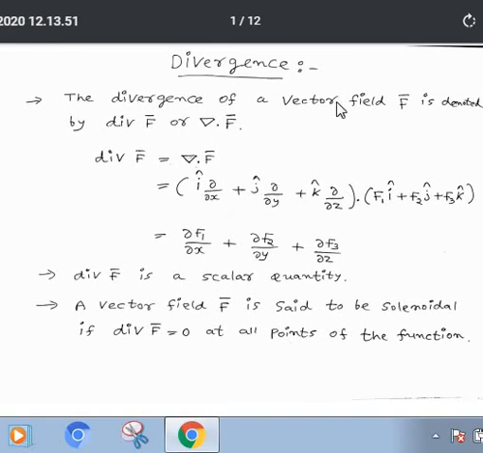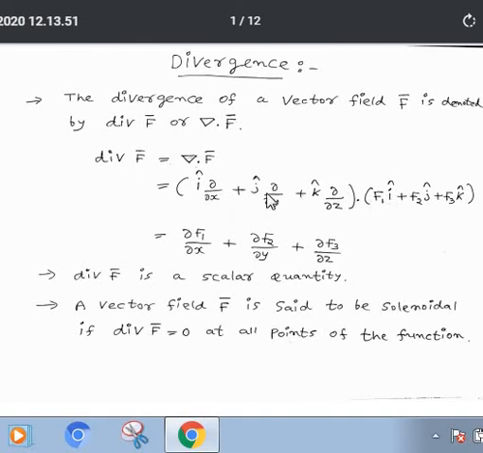What is divergence? The divergence of a vector field f bar is denoted by divergence of f bar or nebula dot f bar. So indirectly we can say that the divergence of given vector field f bar is a dot product of nebula and f bar. That is, divergence of f bar equals nebula dot f bar. Nebula is i cap del by del x plus j cap del by del y plus k cap del by del z, dot f bar is f1 i plus f2 j plus f3 k. Now we have to find out dot product of these two vectors.